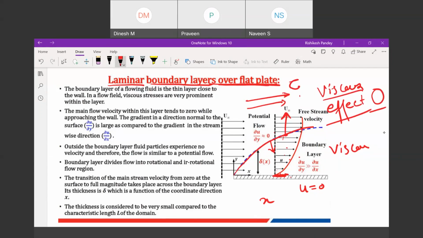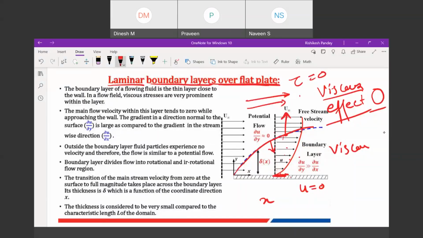Zero only. Shear stress tau between these two layers will be zero only. Because if there is no relative motion between these two layers, how can there be a shear stress? Shear stress tau is mu du by dy. The velocities of these two layers are the same, so du is 0. So shear stress is 0. So the shear stress outside the boundary layer is 0, the viscous effect is 0, or the third point is that the flow is irrotational.